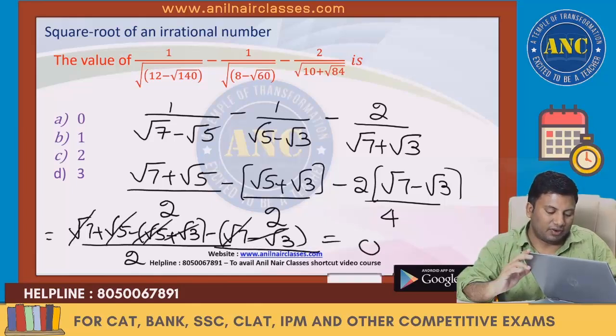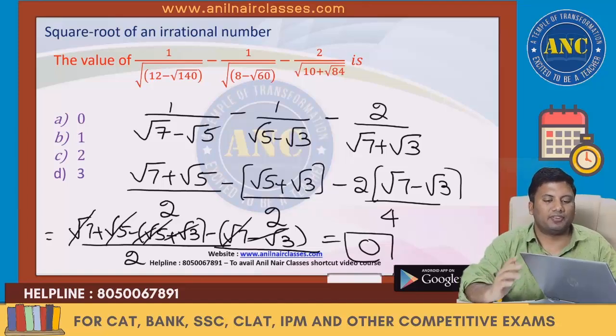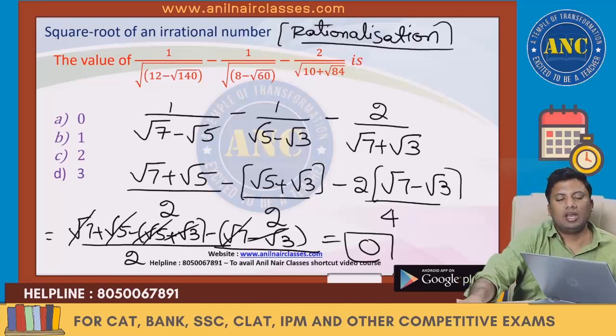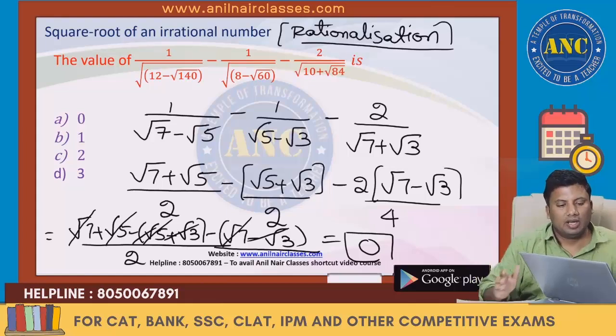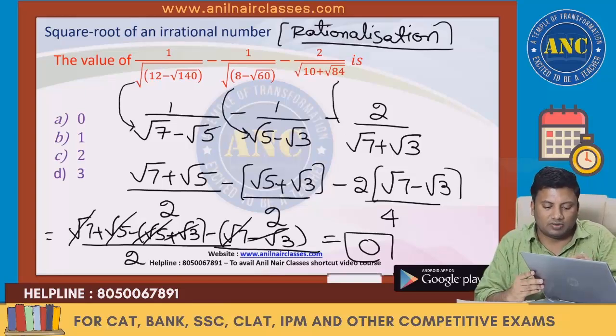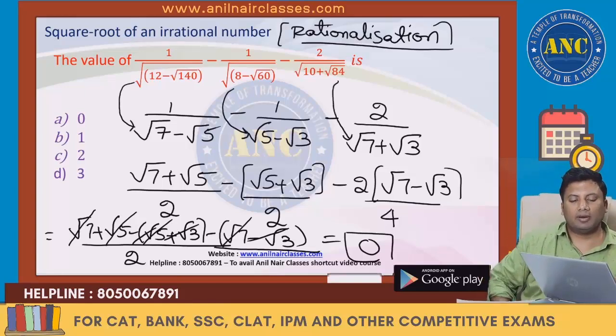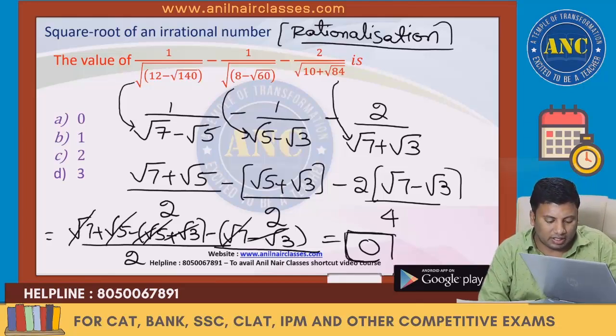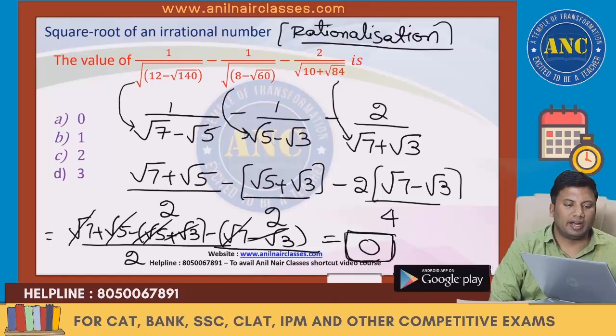The answer for this question is 0. The rationalization concept I used here: if the denominator is root a minus root b, I multiply by root a plus root b. So the terms become root 7 plus root 5 by 2, root 5 plus root 3 by 2, and root 7 minus root 3 by 4. So it is nothing but 0. I hope the idea is clear. The answer is nothing but 0.